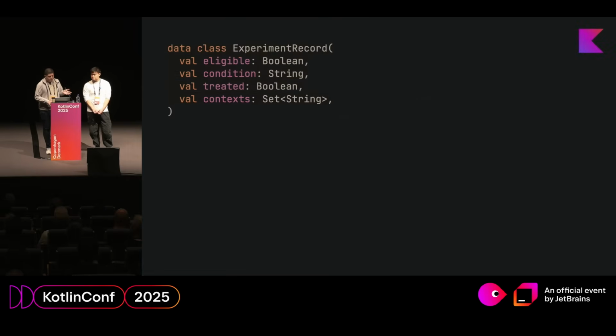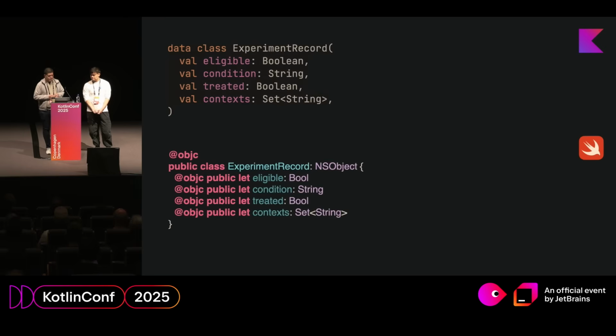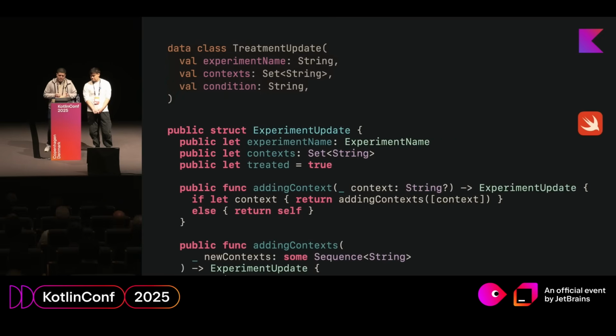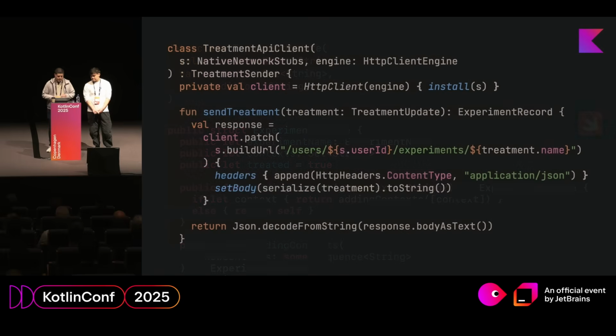Okay, so that was a brief introduction of how we ran experiments. We'll see that the code on Swift is pretty identical, yeah? Whereas an experiment record is the state of a given experiment, the treatment update represents a change in that state. And so on iOS, we have a similar structure, but now you can start to see some implementation divergence.